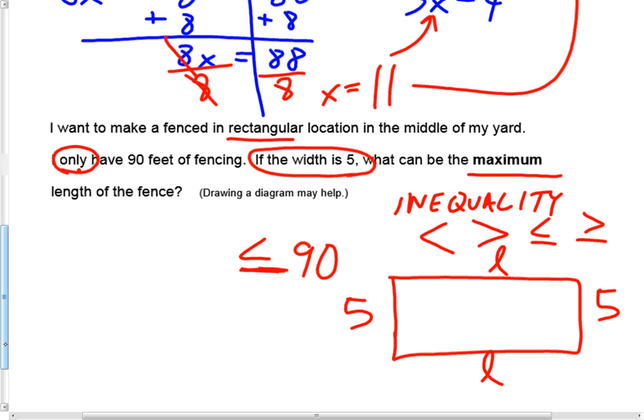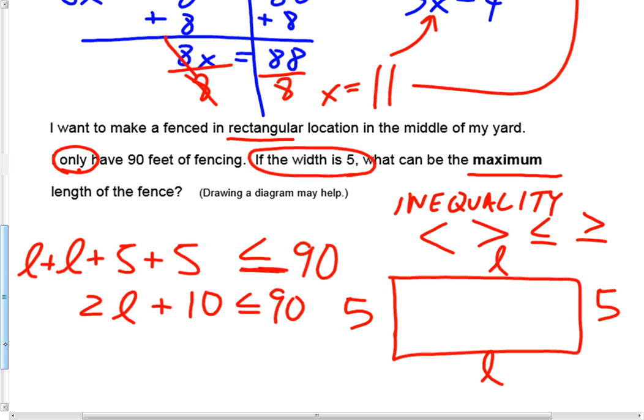What did we say we do to figure out perimeter? What do I do with all these sides? Add them up. L plus 5 plus 5. Some people can do this in their heads. What's L plus L? 2L. What's 5 plus 5? 10.